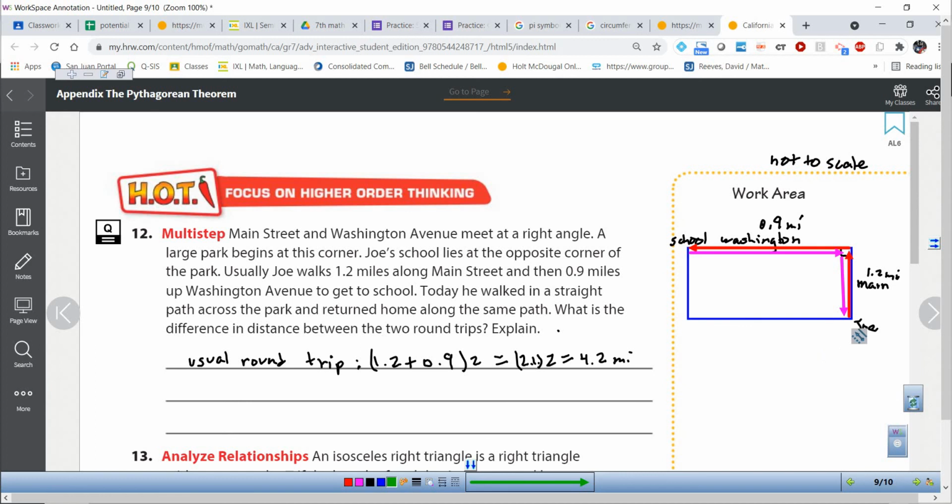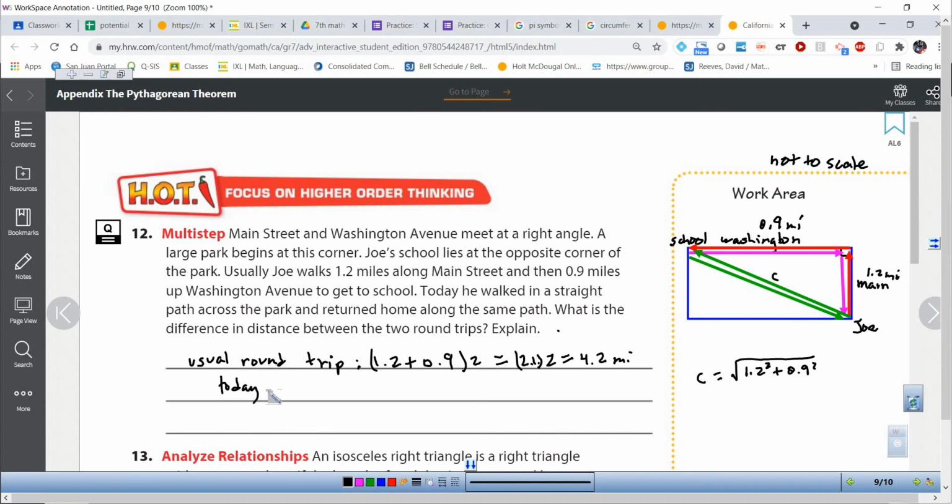But he got smart, or he was running late, or he was desperate, or maybe I don't know what's going on. But he decided to cut across, and then he's going to come back. I'm going to make them both green because he's going across the park like that. So it's going to be the hypotenuse. So C is going to be the square root of 1.2 squared plus 0.9 squared. And then we're going to have to take that and multiply it by 2. So here we go.